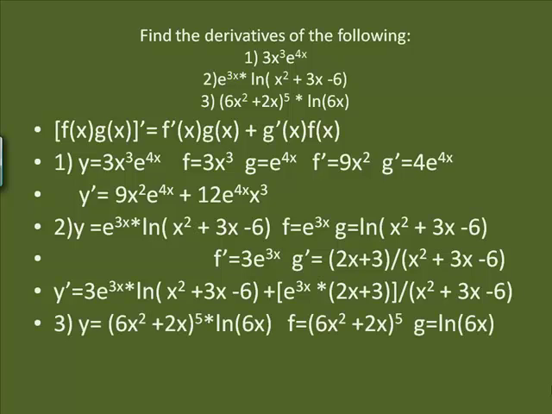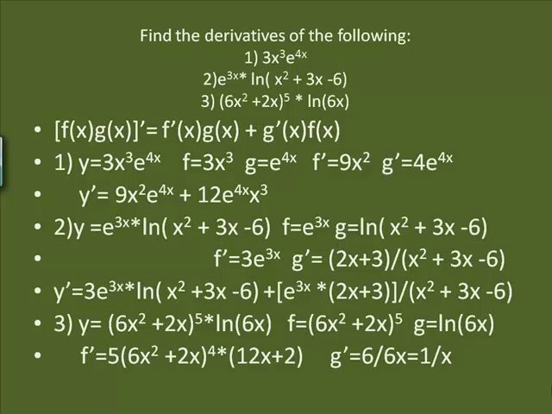For our third function, we have 6x squared plus 2x raised to the 5th times the natural log of 6x. So that means our f function, the first function, is our 6x squared plus 2x to the 5th, and g, our second function, is the natural log of 6x. From here, we want to find each of their corresponding derivatives.